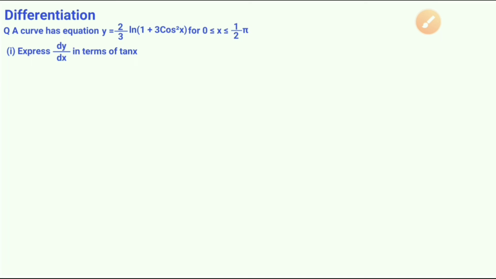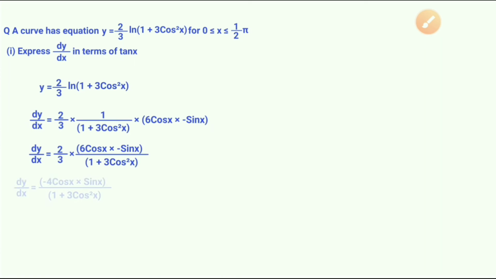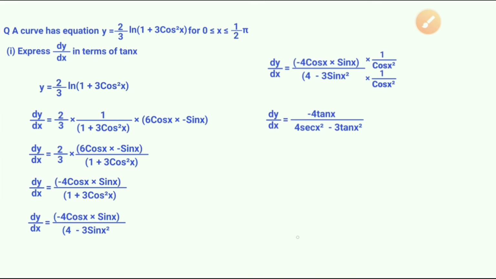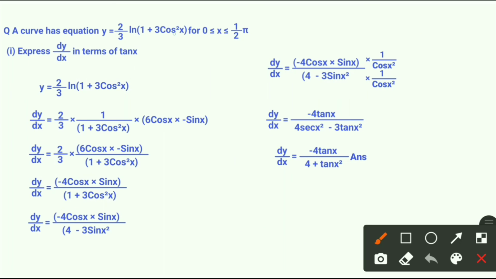Another question: a curve has equation y is equal to 2 upon 3 ln(1 plus 3 cos square x). For this, express dy upon dx in terms of tan x. Okay, complicated. Right here we have this ln bracket 1 plus 3 cos square x. We know how to differentiate this: the derivative of ln f(x) would be 1 upon f(x) multiplied by the derivative of f(x), and this is exactly what happened in here.